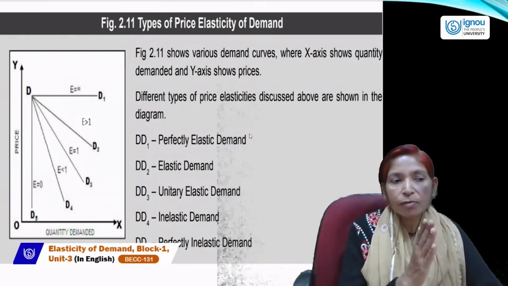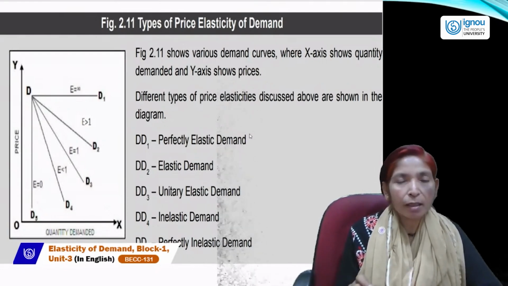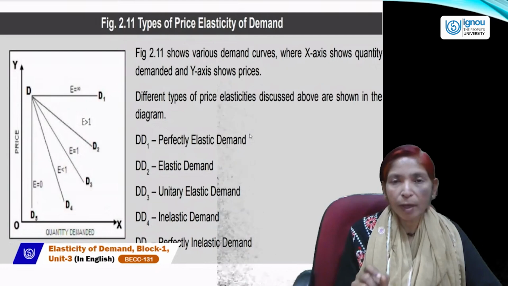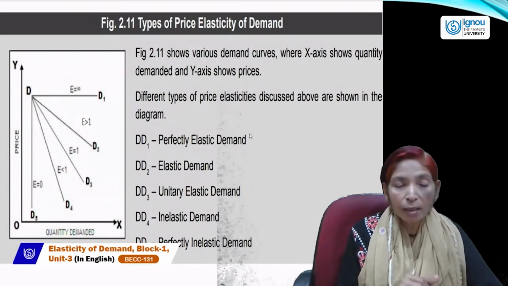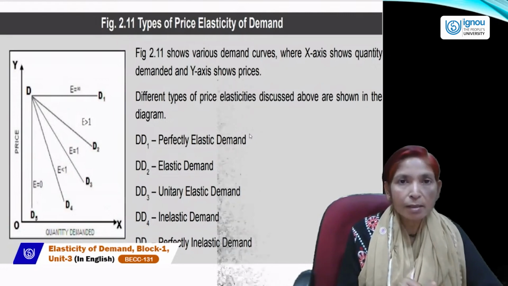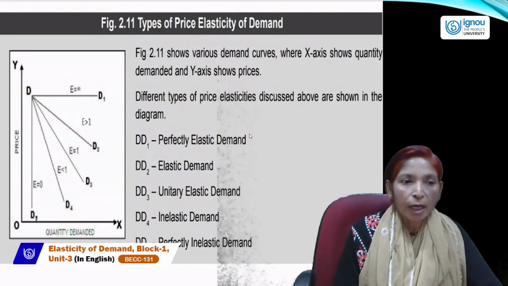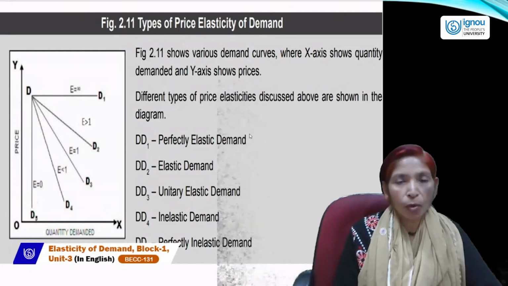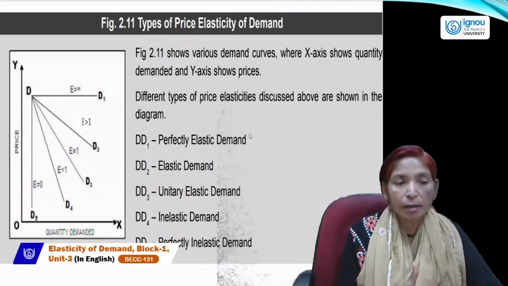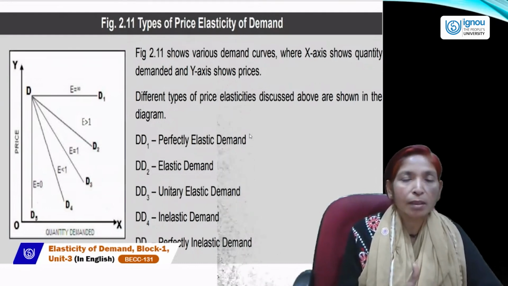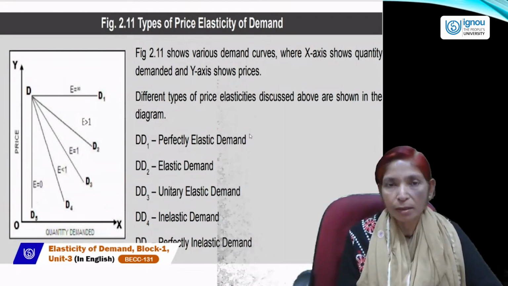And if the demand curve is vertical... here D1 is showing perfectly elastic demand, which is horizontal or parallel to the x-axis, and D5 is showing vertical or parallel to the y-axis. It is showing perfectly inelastic demand, and D2 is showing more elastic demand because the curve is flatter and the percentage change in quantity demanded is more than the change in price. So ED will be more than 1.